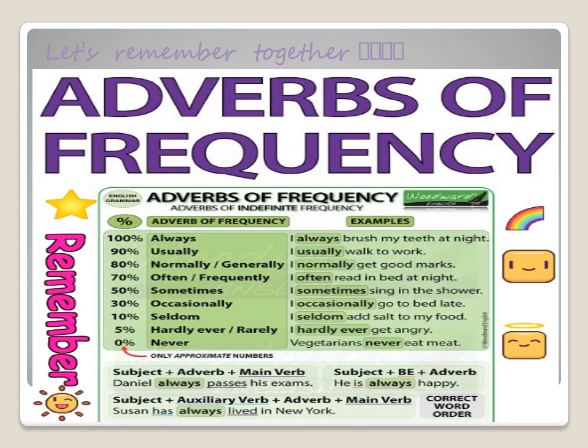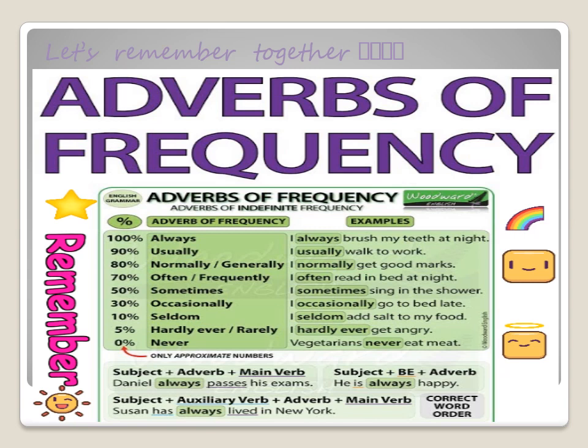So let's remember what we have said in the beginning of the lesson. The adverbs of frequency. So what do you have to remember? You have to remember all the adverbs of frequency: never, rarely, seldom, occasionally, sometimes, often, frequently, generally, usually, always, as well as their position in the sentences.